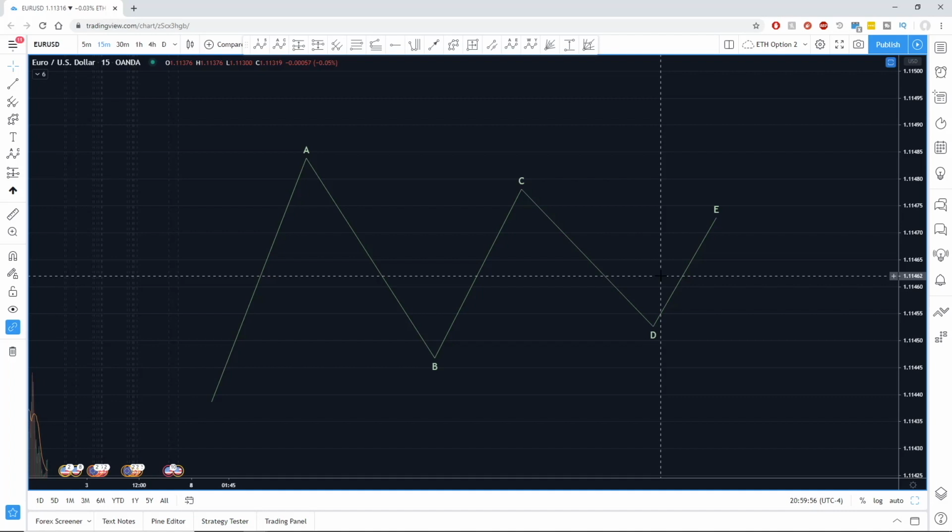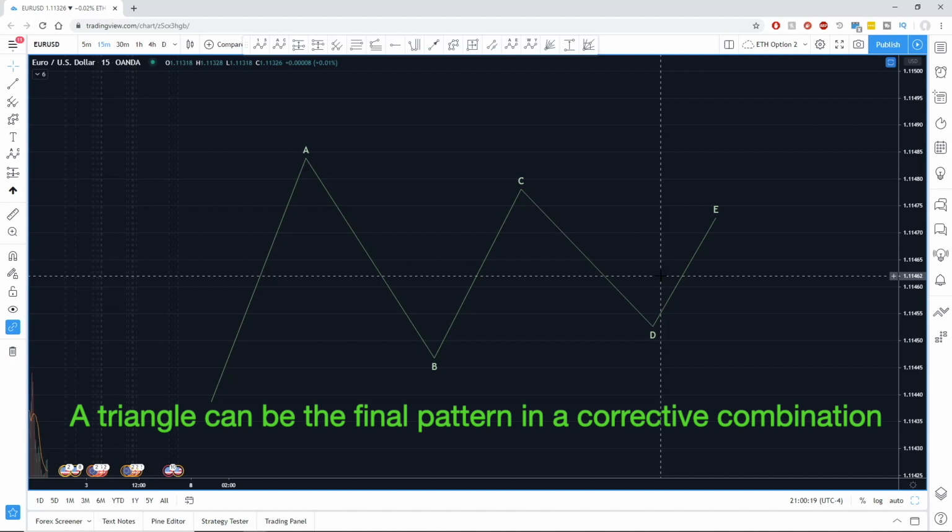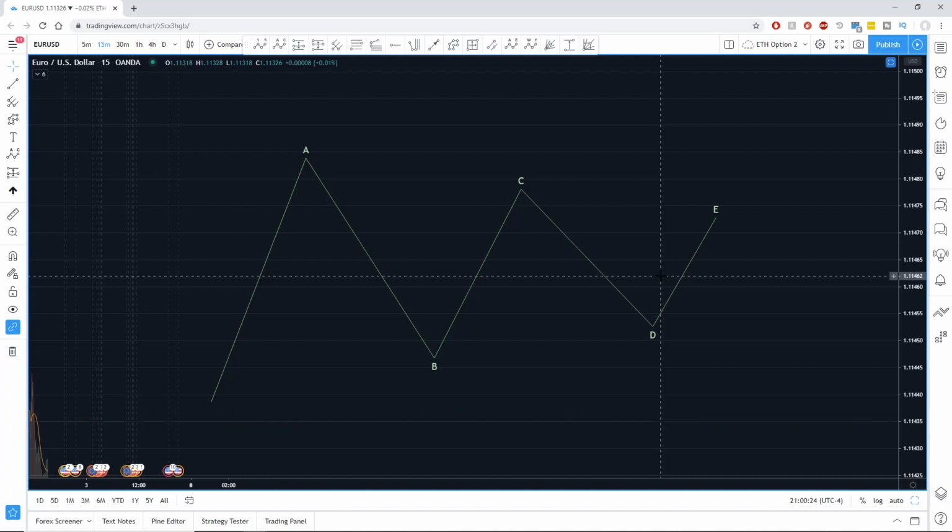And okay, I swear this is the last one. In a corrective combination, again, more details on these coming soon, this is the one spot we can break that rule of being in a position prior to the final actionary wave. In a corrective combination, a triangle can be the final actionary pattern. I will show you this in a future video.